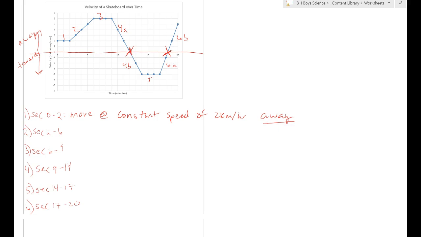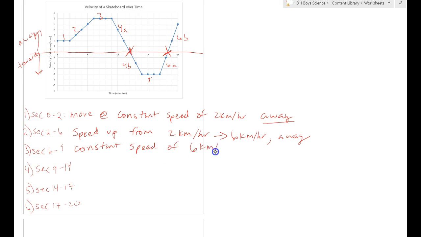Right? And I'm going to make sure to include that because we're in the positives. So here now I'm going to go from 2 kilometers an hour up to 6 kilometers an hour. So speed up from 2 km per hour to 6 km per hour, again moving away. Now it's a constant speed of 6 km per hour away.